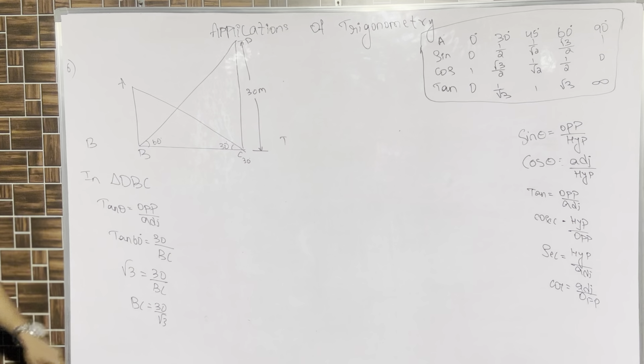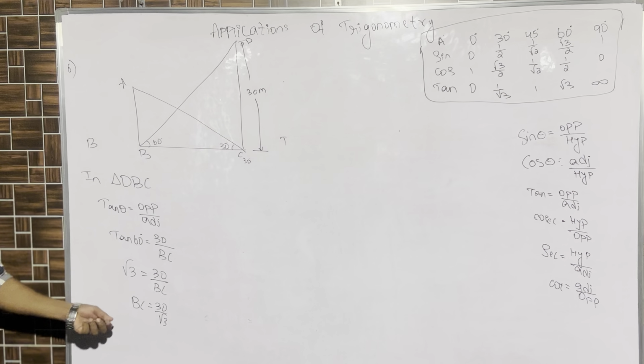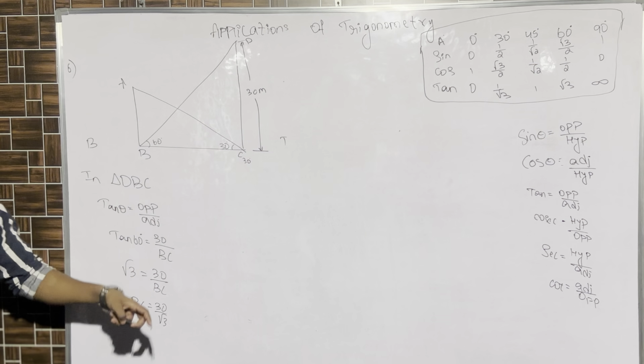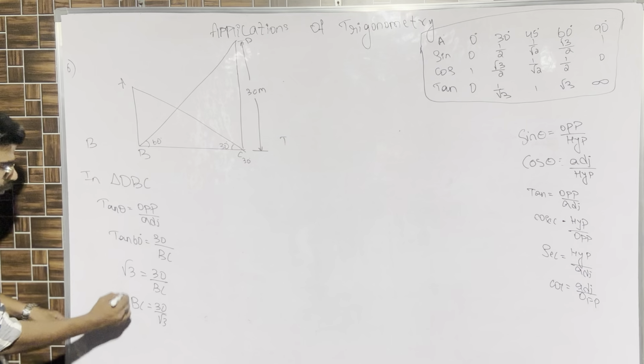As I already told you, we are not supposed to leave the root in the denominator. However, this is not the final answer, so you can put it there. This will be substituted in some other value. So we can put BC like this only.